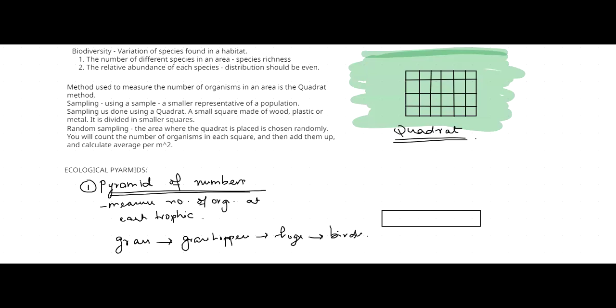Then, after grass, if we take a look at the number of organisms, clearly, in this example, after the grass we're going to have grasshoppers. Grasshoppers are going to have the second highest number. Frogs are going to have a smaller number. And birds, there are going to be even fewer birds than frogs.